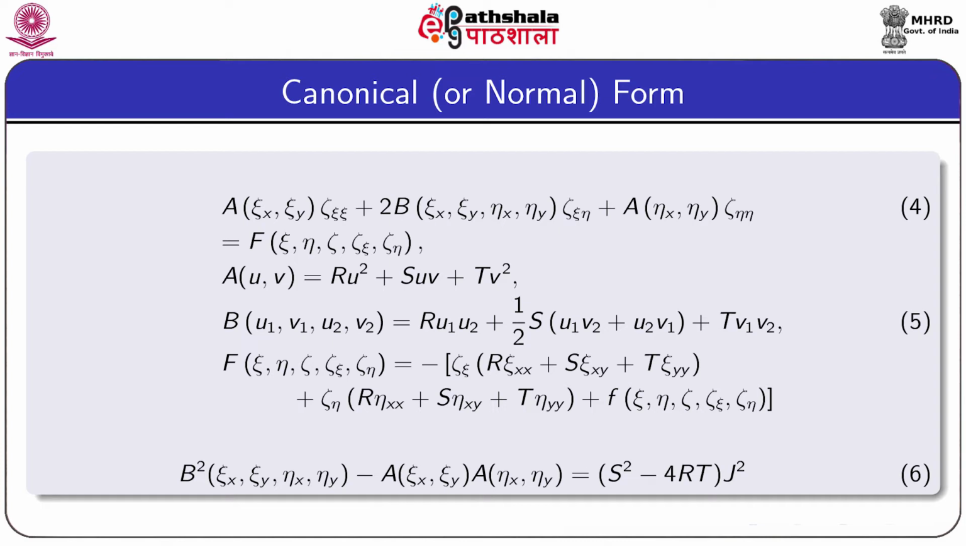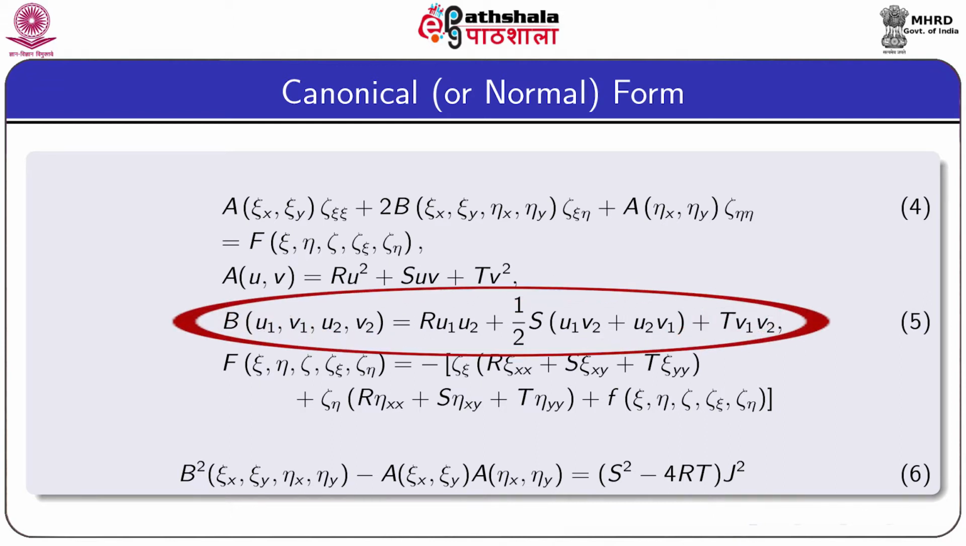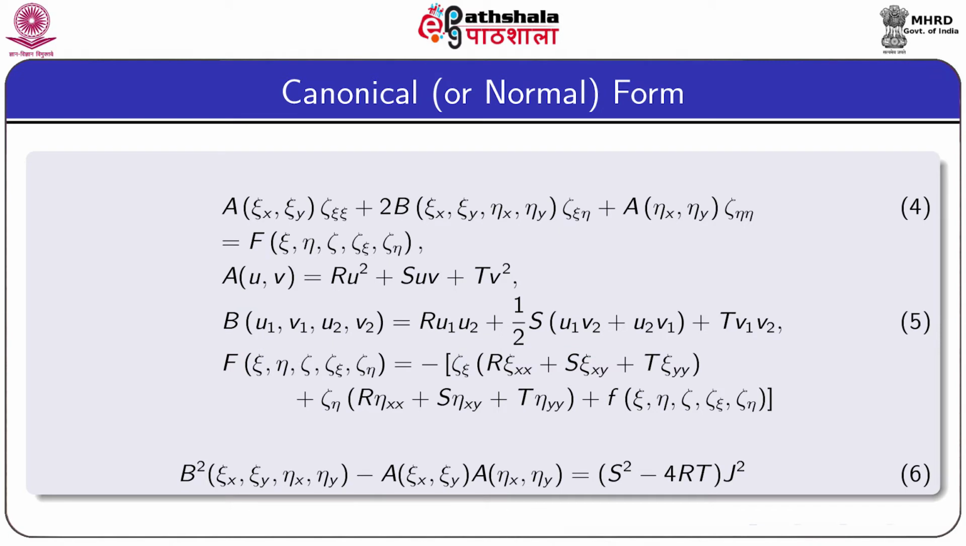where A is some function of xi x and xi y, and the function A is defined as A(u, v) equals r u square plus s u v plus t v square, and the function B is defined as, written in equation number 5, r u1 u2 plus half s (u1 v2 plus u2 v1) plus t v1 v2, and the function capital F is also written here, which is given in this slide.